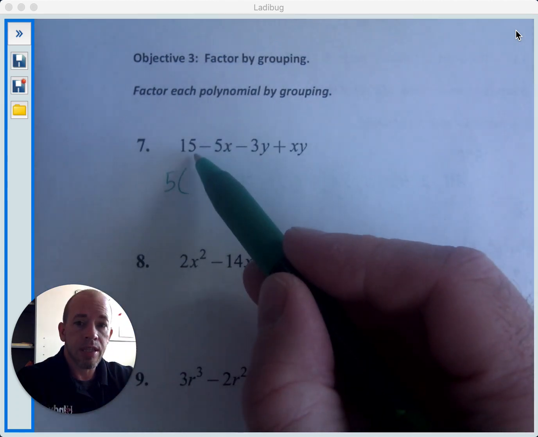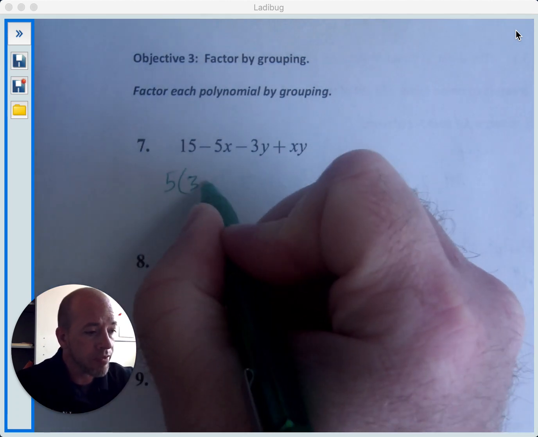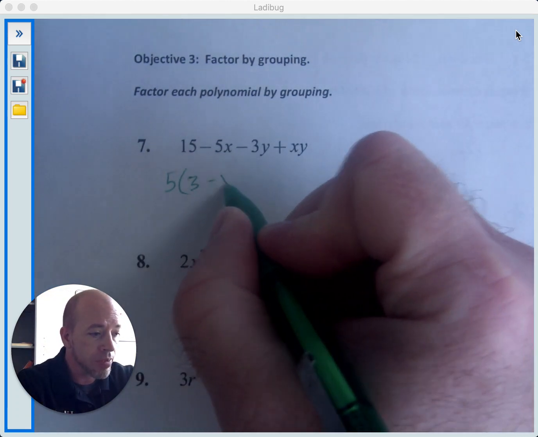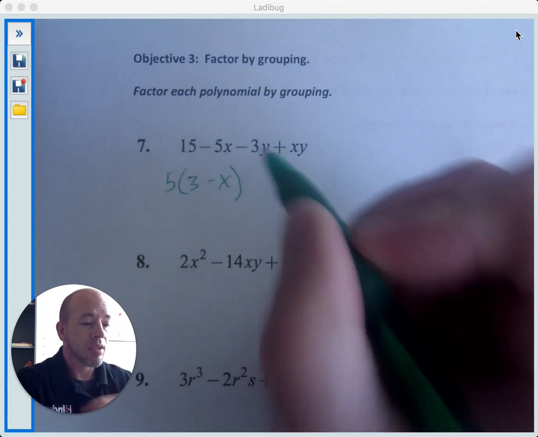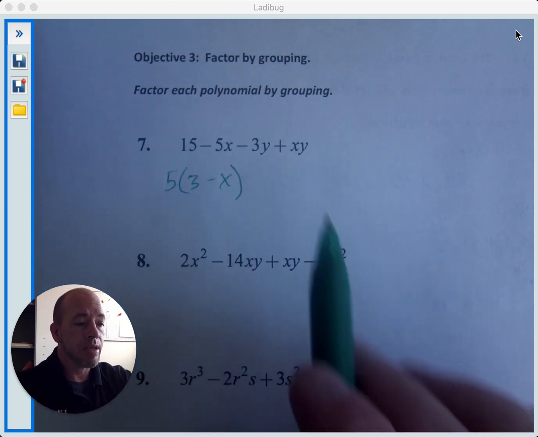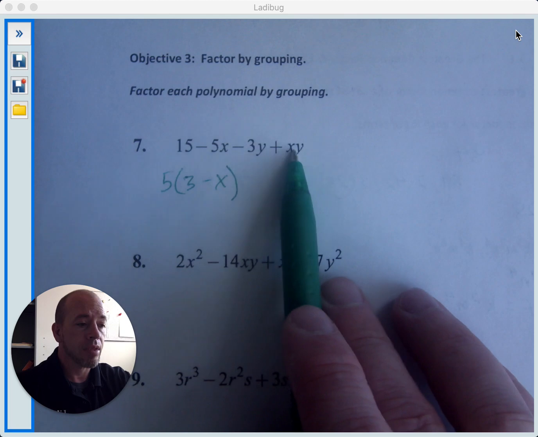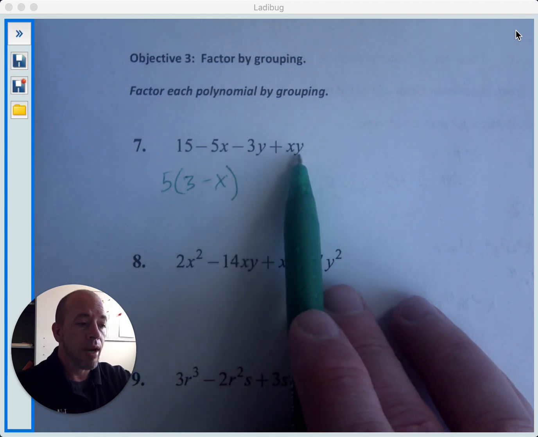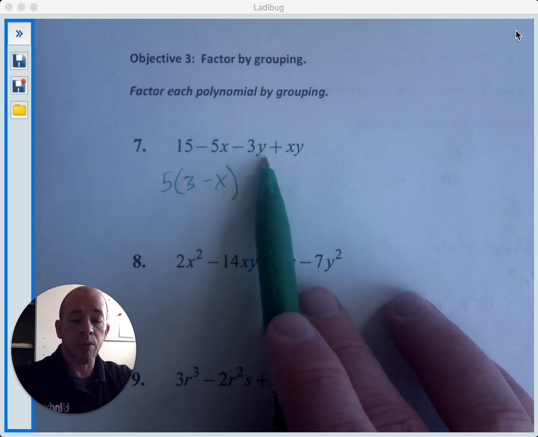5 will go into 15 3 times, so put a 3 here. 5 will go into 5x x times, so put an x there. And so we factor something out of the first 2 terms. Now we're going to look at the next 2 terms. Is there something I can factor out of these 2? Well, they both have a y, right? So we can probably factor a y out.